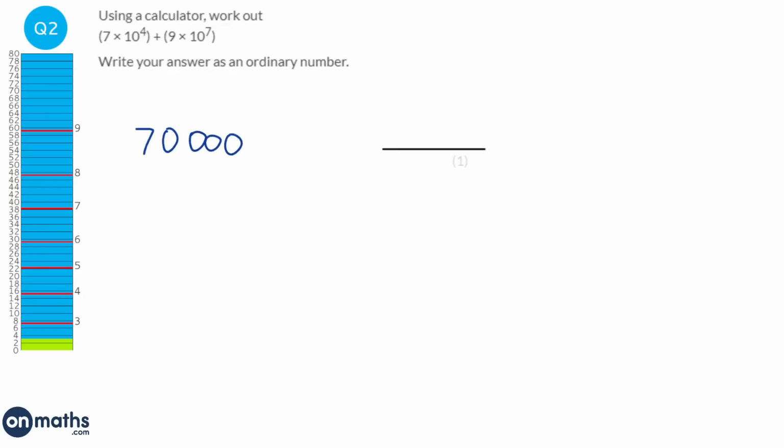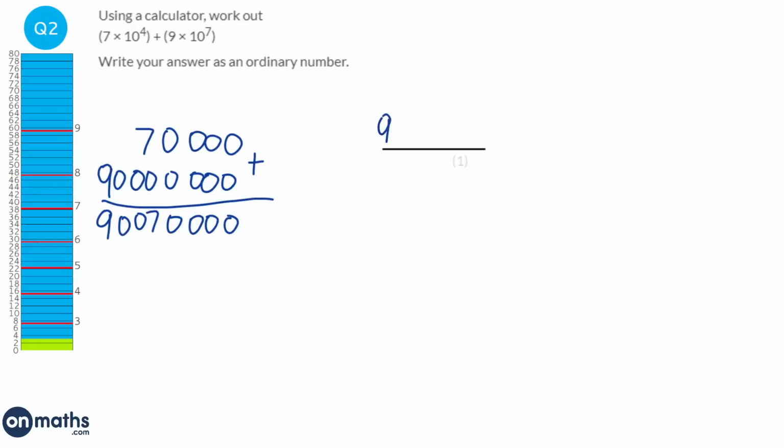So 7 times 10 to the power 4 is going to be 70,000. And 9 times 10 to the power of 7 will be 90 million. And so when you add them together, you get 9,007,000. Now, if you have access to a calculator, if this is on the calculator paper, then you can just type it into your calculator. Some people think there's a quick way of doing this, like adding the 7 and the 9. There isn't. You've just got to work out what this number is, work out what this number is, and add them together.